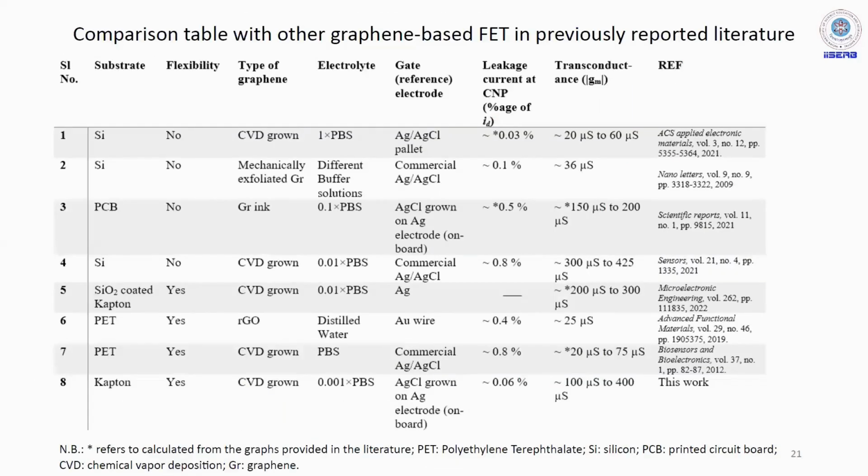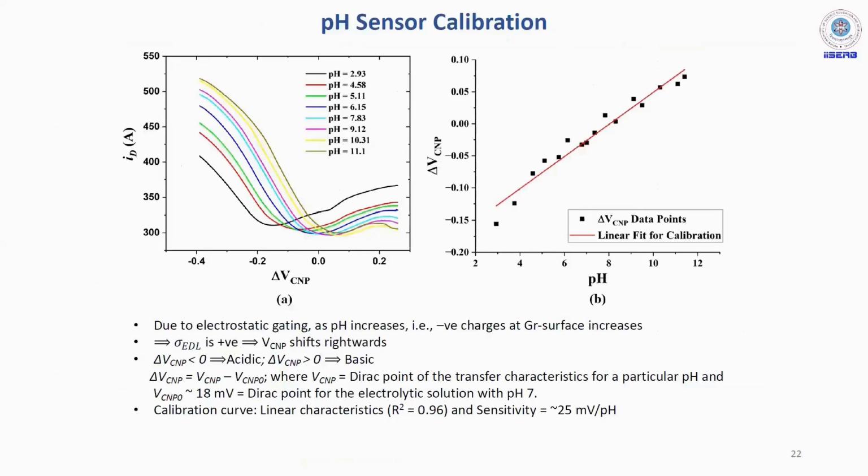This is the comparative study of our graphene FET with the reported ones. So we could achieve very low leakage current. And the transconductance values are also comparable, if not lower. So we actually got a very good result in terms of printed graphene FETs when we compare with prior art.